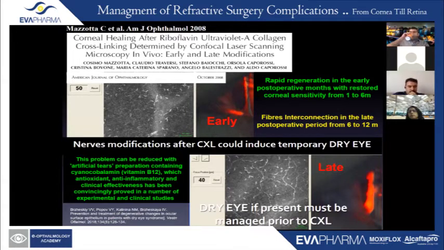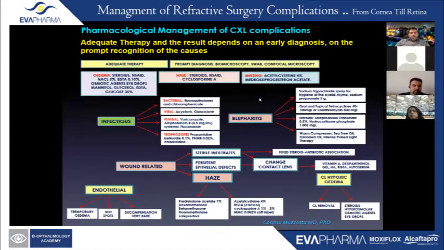This is a flow chart of the management. Of course, you can manage with antibiotics, antivirals, antifungals, antiparasitics, antitrophozoites. The wound-related complications can be managed with steroids, of course, with acetylcysteine, regenerating agents. The edema could also be managed, beyond steroids, with hyperosmolar osmotic agents, and all that is necessary to manage these different conditions.